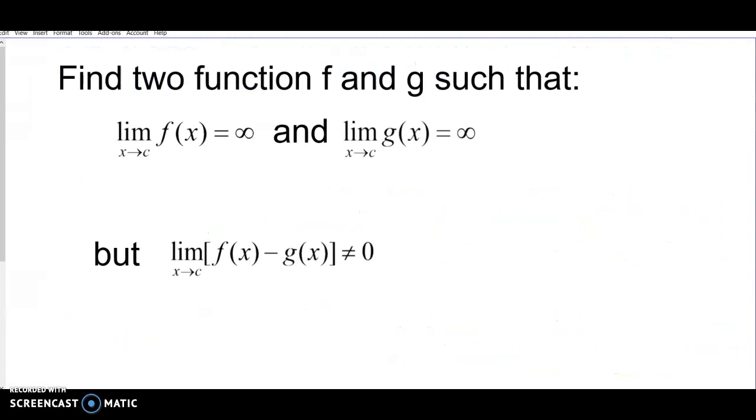All right. Another example. It says find two functions f and g such that the limit as x approaches c of f of x is infinity, and the limit of g of x as x approaches c is infinity. But when we subtract, so the limit as x approaches c of f of x minus g of x, that it's not 0. FYI, there are many correct answers here, so if you're not even sure where to start, play around with functions. But you've got to get this condition first. So go ahead, put me on pause.